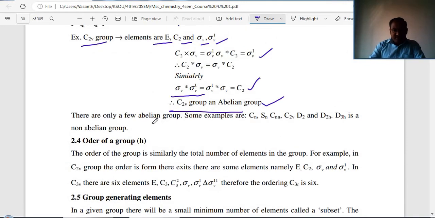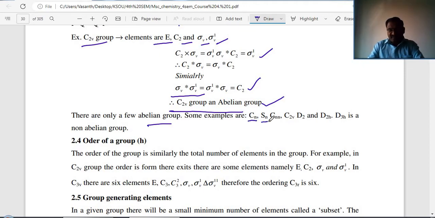There are only a few abelian groups. What are those? Cn, Sn, Cnh, C2V, D2 and D2H. These are all examples of abelian groups. Here D3H is not an abelian group. The elements of this group do not obey the commutation property. They are called non-abelian groups.